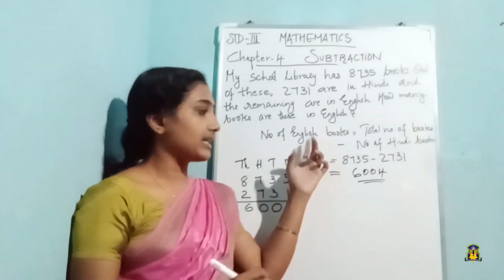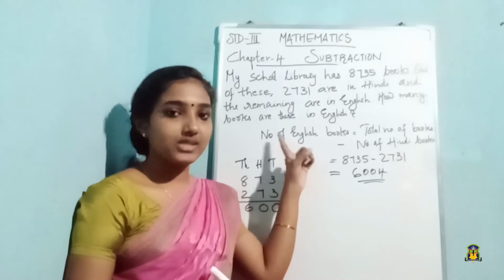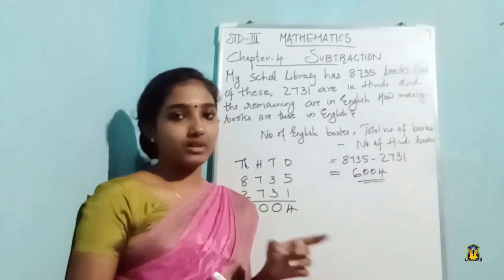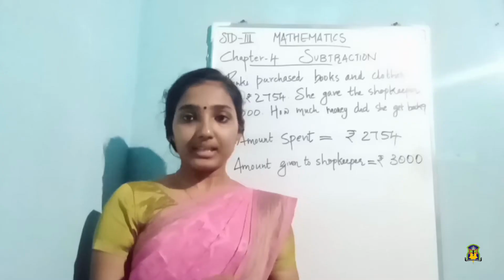So we got the answer. To find the answer, what we have done? We have subtracted total number of books minus number of Hindi books. Okay. So our next question.